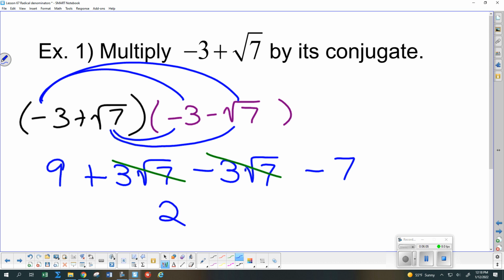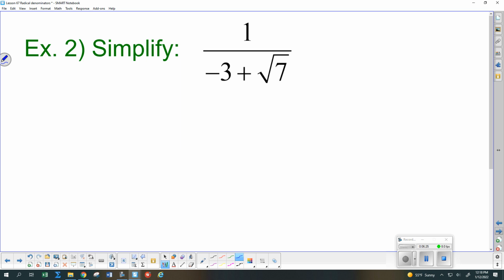So that tells me if I have a square root in the denominator with a plus or minus in there, if I multiply that denominator by its conjugate, I get rid of the square roots. But I'm not going to be able to just multiply the denominator. I'll have to do numerator and denominator. So we just did -3 plus root 7. That's now my denominator. I just figured out that if I multiply that denominator by -3 minus root 7, the square roots are going to go away.